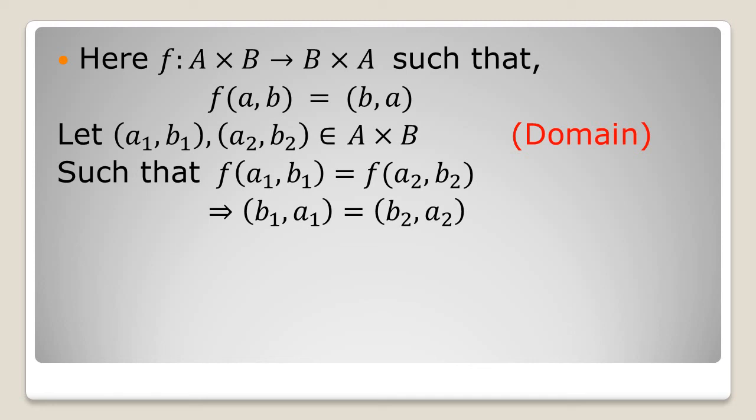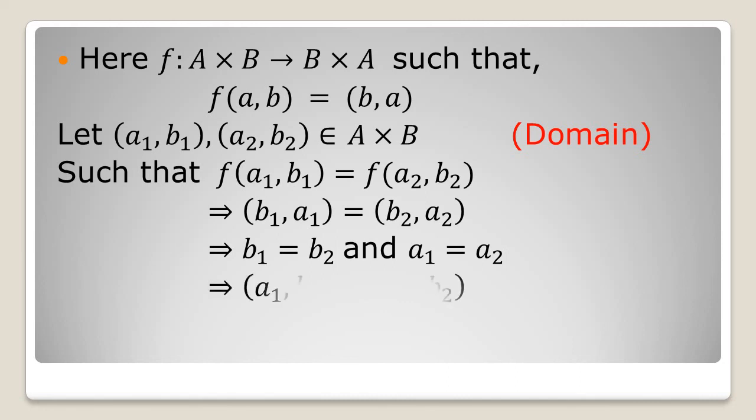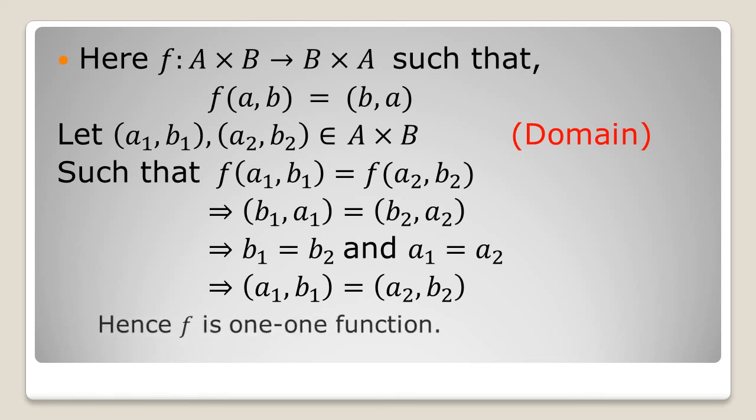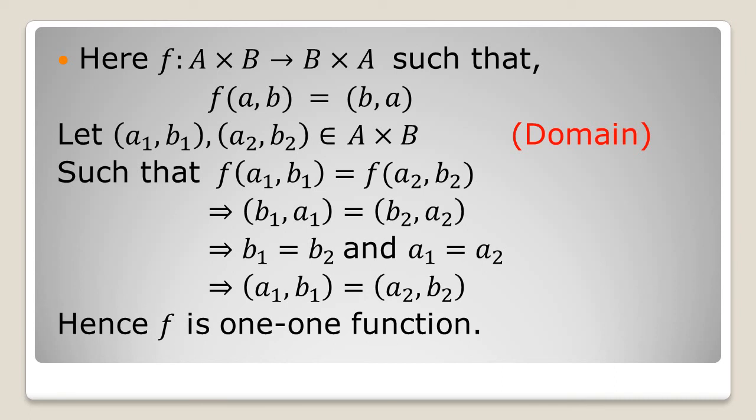But we know that two ordered pairs are equal only when their respective elements are equal, and that will give us that b1 must be equal to b2 and a1 must be equal to a2, and this again gives us (a1, b1) is equal to (a2, b2), meaning the ordered pairs are equal, and that shows that this function is a 1-1 function.